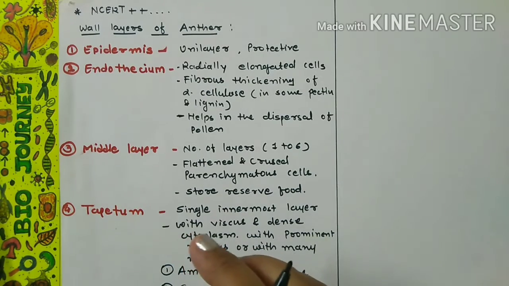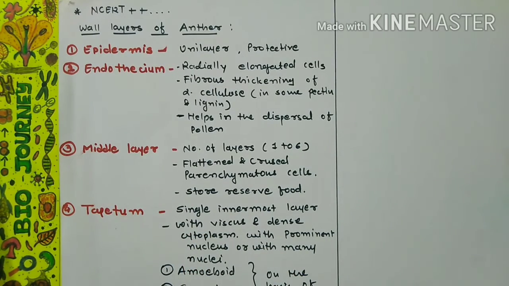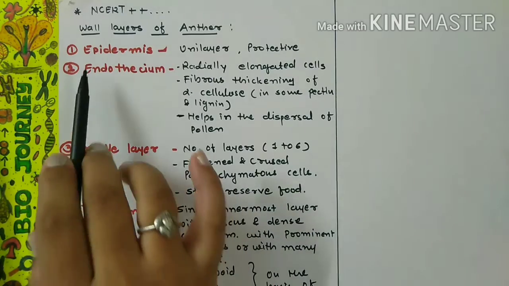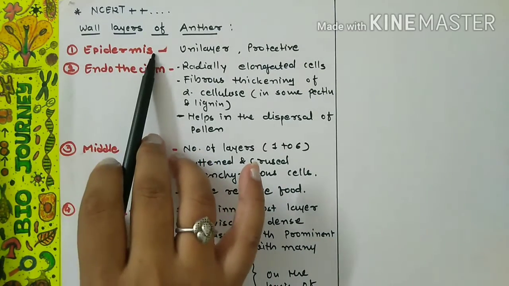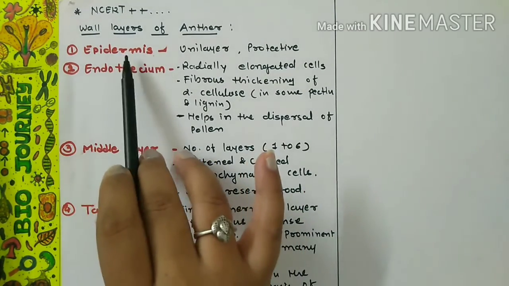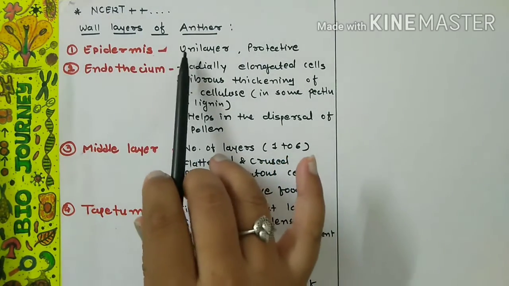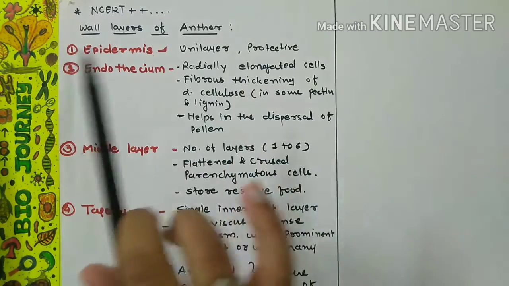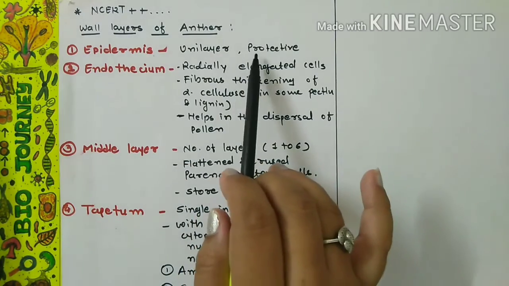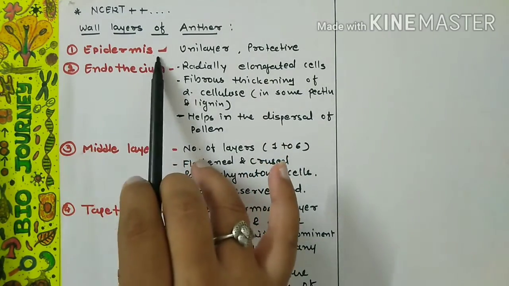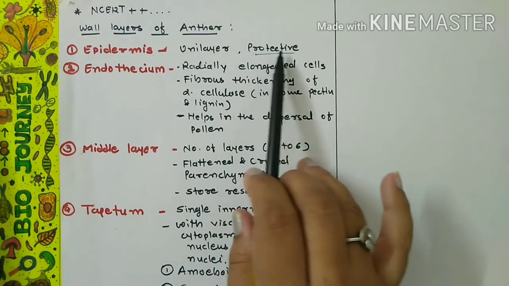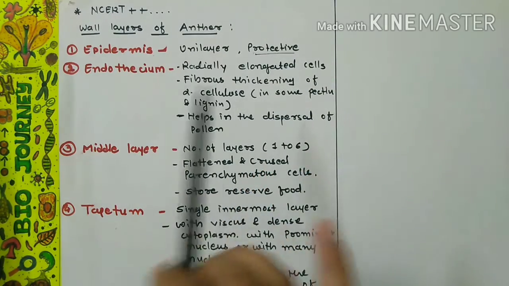Here we have discussed the 4 different layers of the anther. The outermost is the epidermis. If you see a little bit more about the epidermis, it is a unilayer, means a single layer. And what is the nature of this epidermis? It is protective. It provides protection to the inner material.